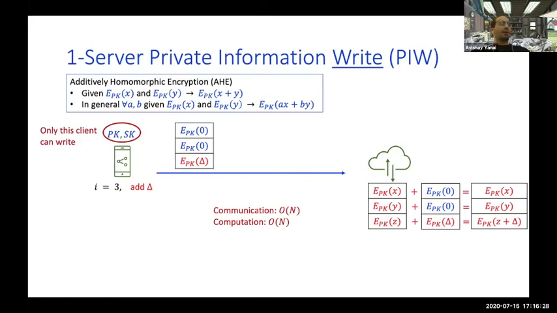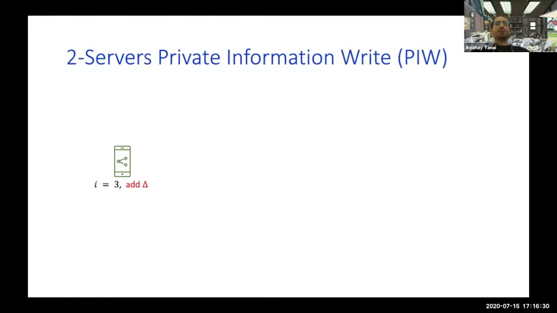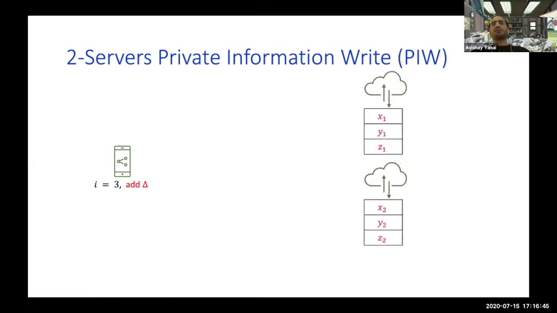So to overcome this challenge of supporting more than one client, there are some private information write schemes that extend the scheme with more servers. Now each server has its own table such that the local entries of the servers are shares of the real secret value. For example, in this picture, we have x1 and x2, which are the shares of some secret x, such that x1 plus x2 equals x.